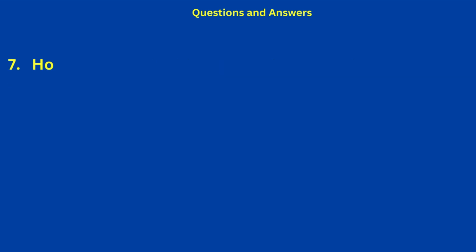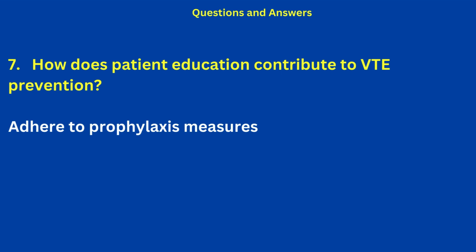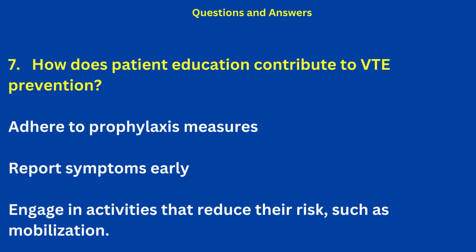Question 7. How does patient education contribute to VTE prevention? Educating patients about the risk of VTE, the importance of prophylaxis, and signs and symptoms of DVT and pulmonary embolism empowers them to participate in their care. Informed patients are more likely to adhere to prophylaxis, report symptoms early, and engage in activities that reduce their risk, such as mobilization.